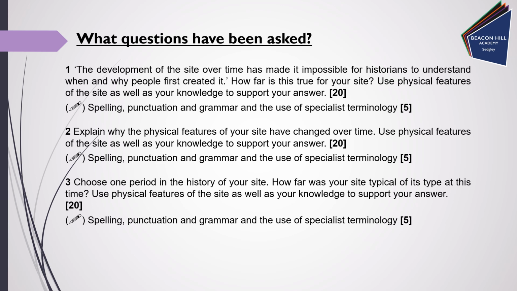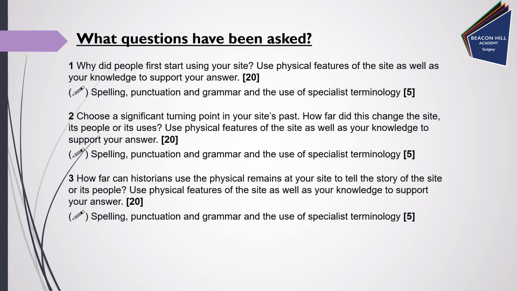So you would have a big scope here, much more of a wide focus than the first question. And then question 3, choose one period in the history of your site. How far was your site typical of its type at this time? So this is a question that narrows your focus. They're asking you to look at one time period in Dudley Castle's history, and it's asking about typicality. So again, you would need to think here about Shrewsbury Castle and about Kenilworth Castle.